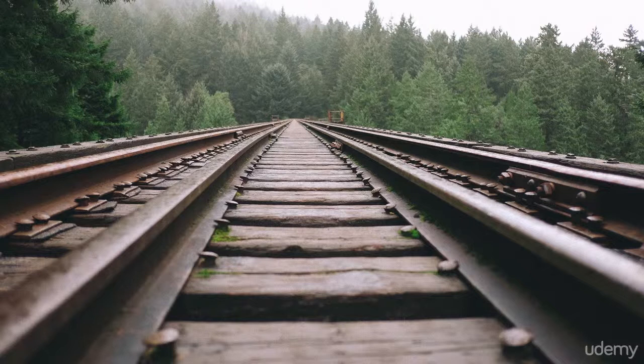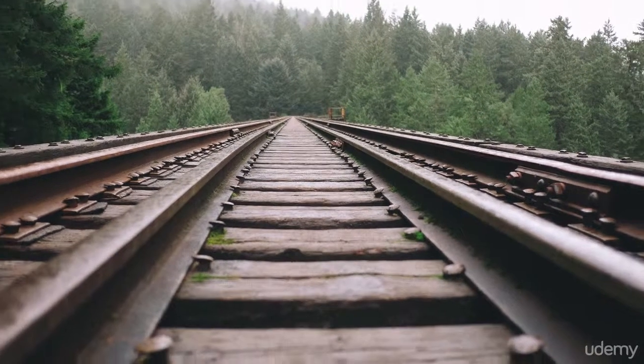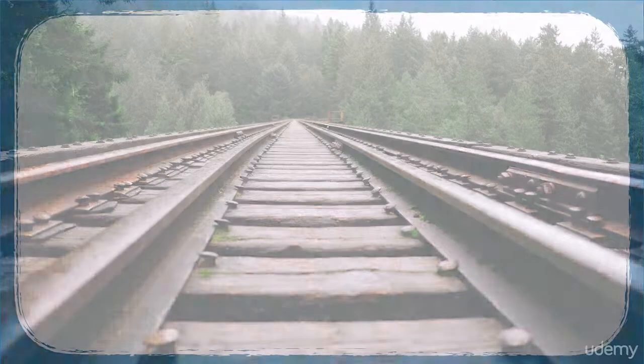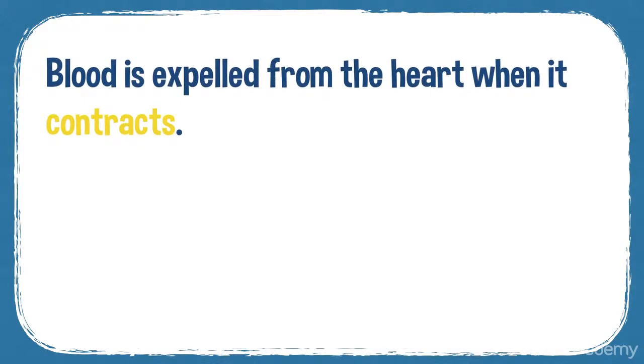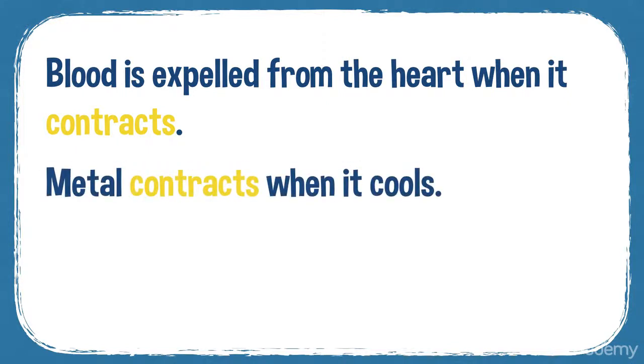When metal gets hot, it expands, but when it cools, it contracts, which is a big problem for metal railway tracks which expand when it gets hot and contract when they get cool. Blood is expelled from the heart, pushed out of the heart when it contracts. Metal contracts when it cools.